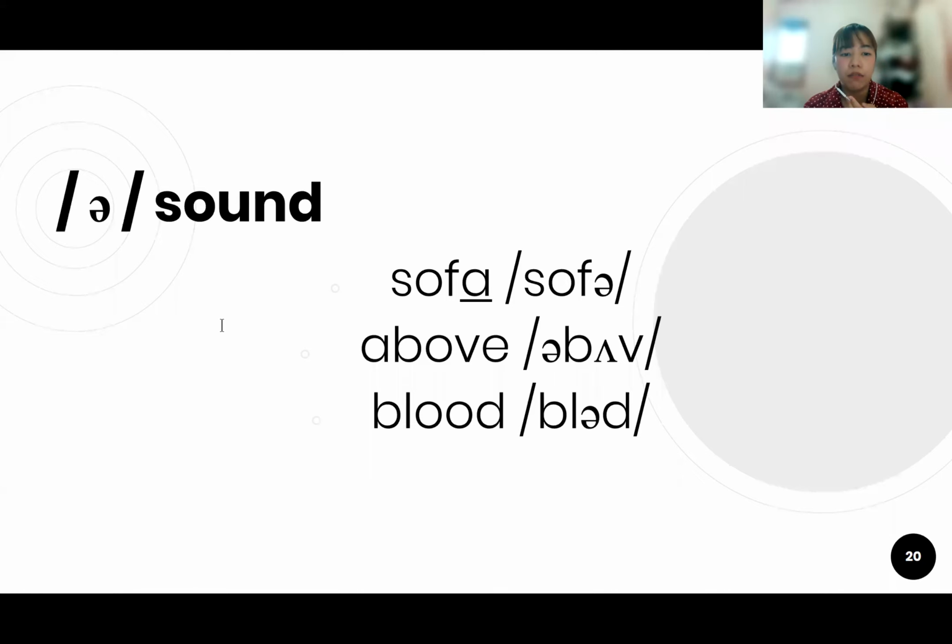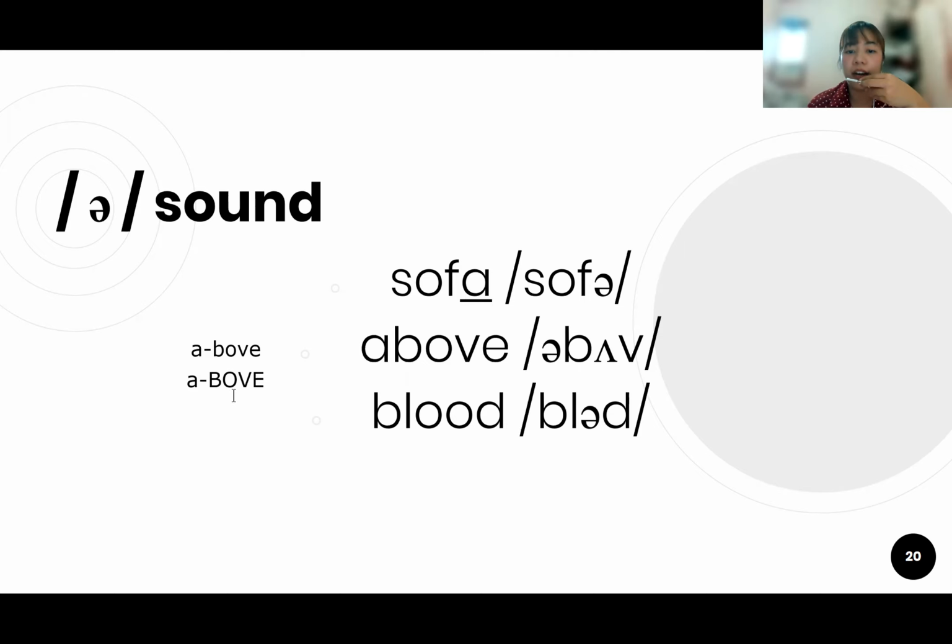In the word above, we also have two syllables. So in the word above, how do we pronounce it? Above. The stress is on the second syllable. In the word above, we have two letters, the A and the O, and they both produce the same sound. But the difference is that one sound falls on the unstressed syllable and the other falls on the stressed syllable.